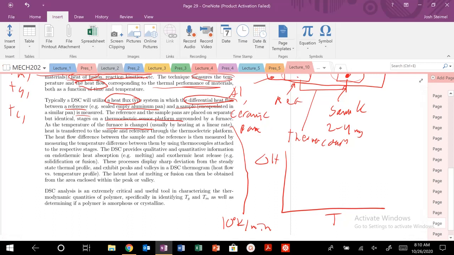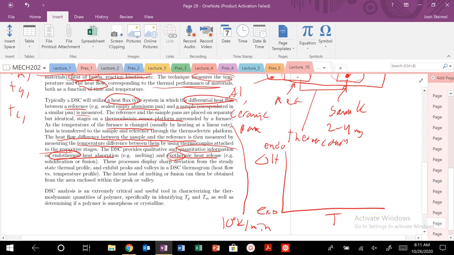Excellent. The heat flow difference between the sample and reference pan is measured. It measures the temperature difference using the thermocouples at their respective stage. So it gives you this quantitative information about heat absorption or exothermic heat release. So remember, endothermic, we're absorbing heat. Exothermic, we're releasing heat. Typically, you'll see endo on top here. So if we're absorbing heat, it's going to be a value at the top. And if we're releasing heat, exo is on the bottom. That's typically how these peaks are shown.